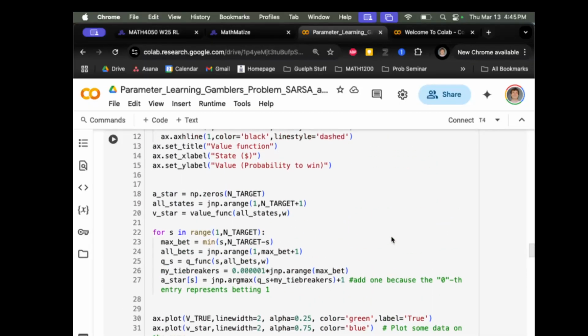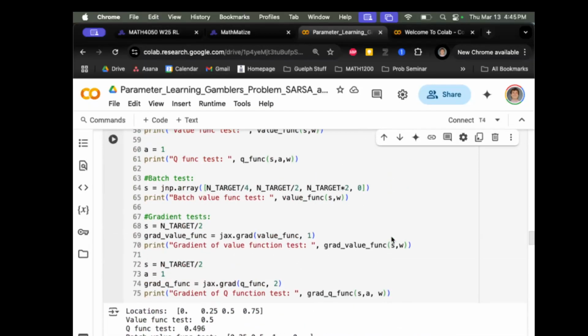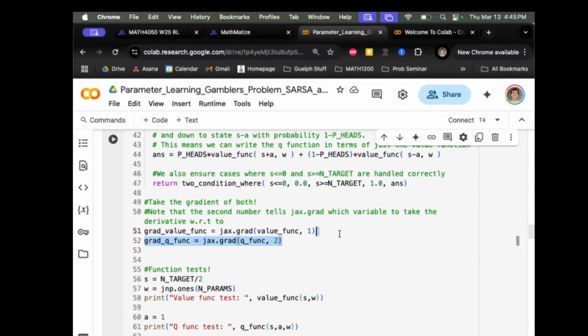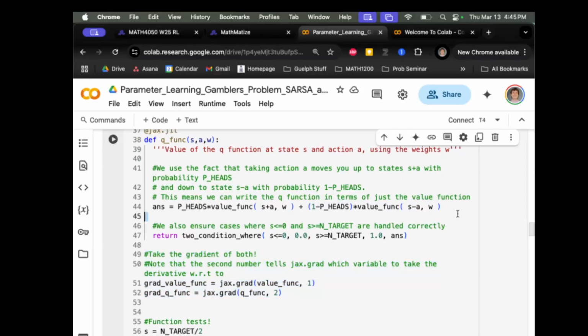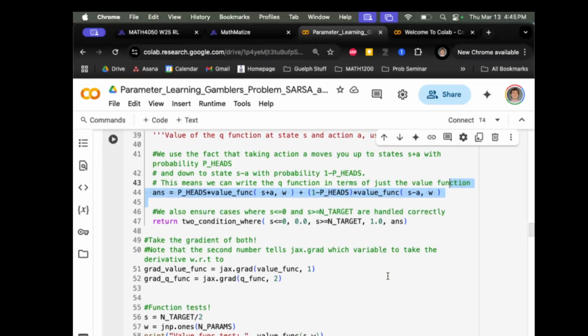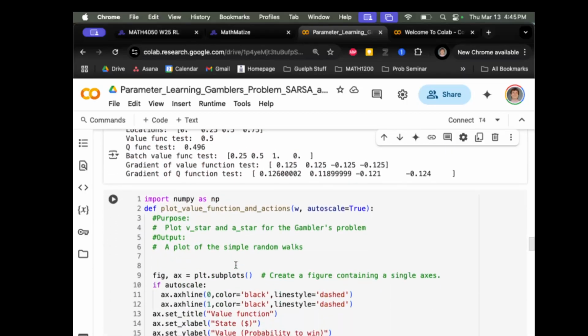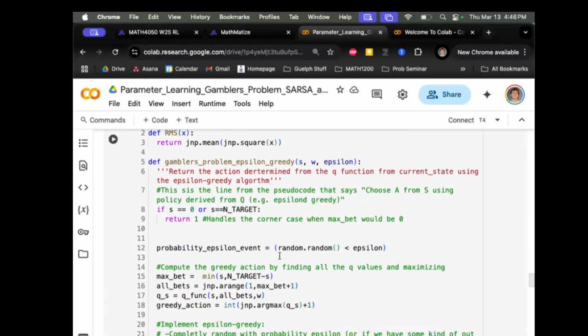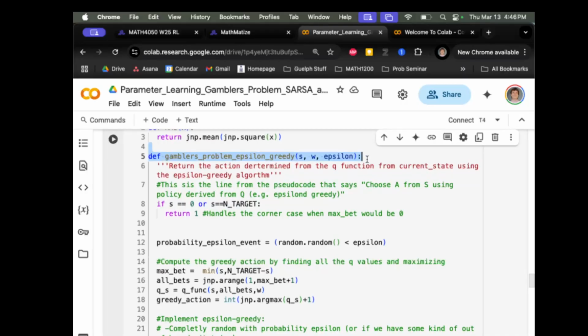Let's look at the code for how we're learning. And that is over here. Okay. So here are the gradients. So I take the gradient of the value function, the gradient of the Q function. Notice that the gradient of the Q function is written in terms of the gradient of the value function, and JAX does it automatically. So when you write something like this, JAX knows what this formula is. So when you do the gradient, it's all fine. It does the gradient. We're just testing it out. Okay, here's the plot. And let me learn. Okay. So here's what we're learning.